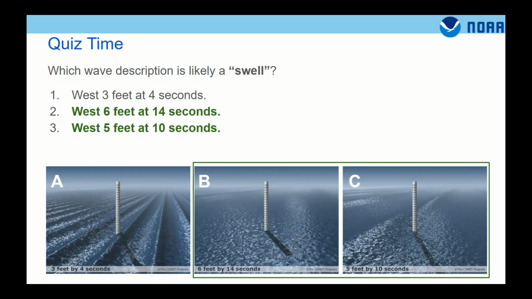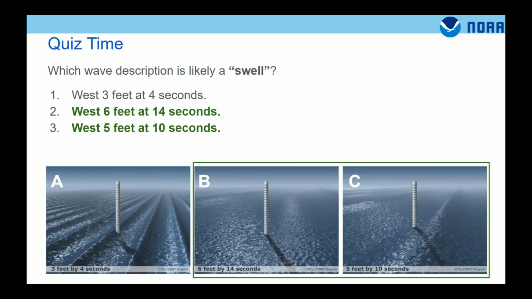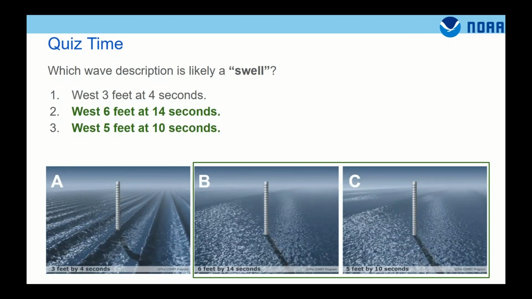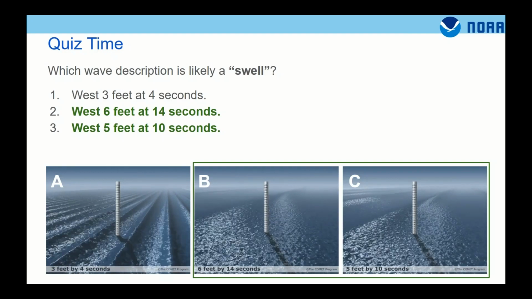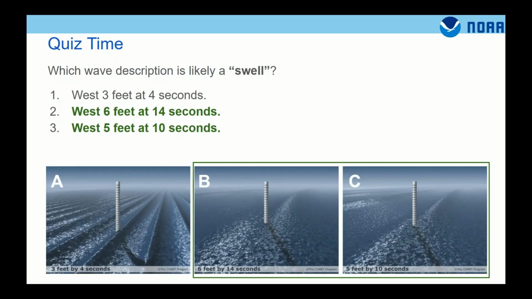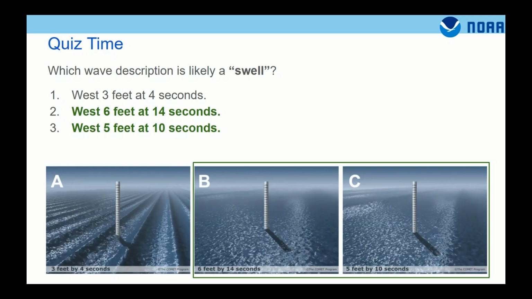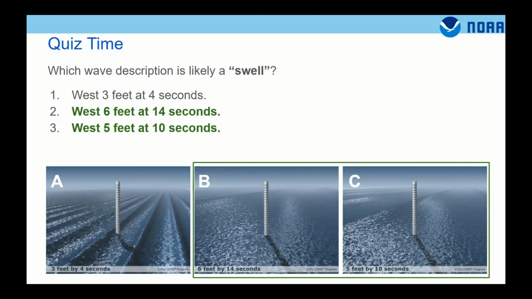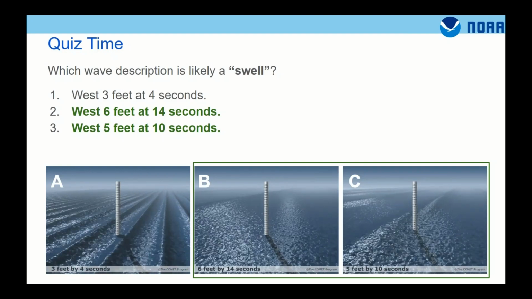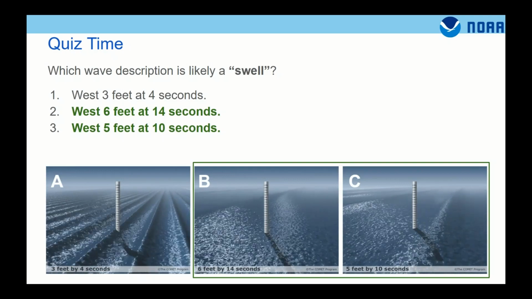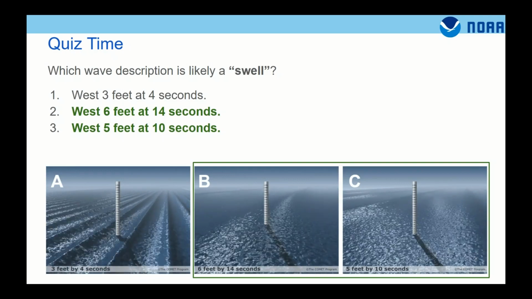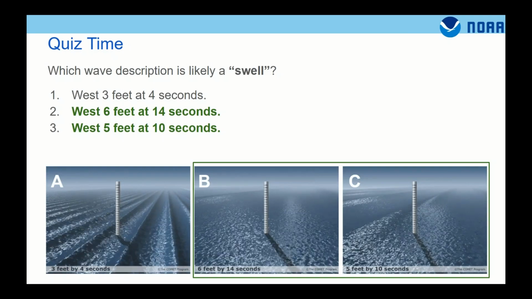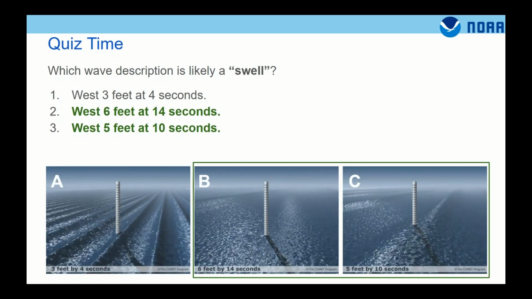If you look at number 2, that's the most likely candidate for a swell. The numeric value of the wave height, 6, is much less than the numeric value of the period, 14 seconds, which tells you that these waves are very far apart and very gradual, most likely swell. Number 3, which matches with animation C, is likely a swell as well, but a little bit steeper than option number 2. Still, the numeric value of 5 feet for the height is much less than the numeric value of the period, 10 seconds, so this is most likely a swell, but it is getting closer to a steeper wave.